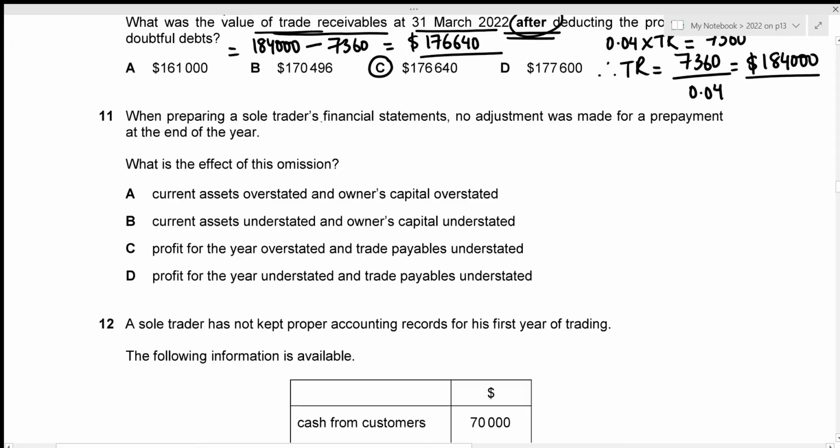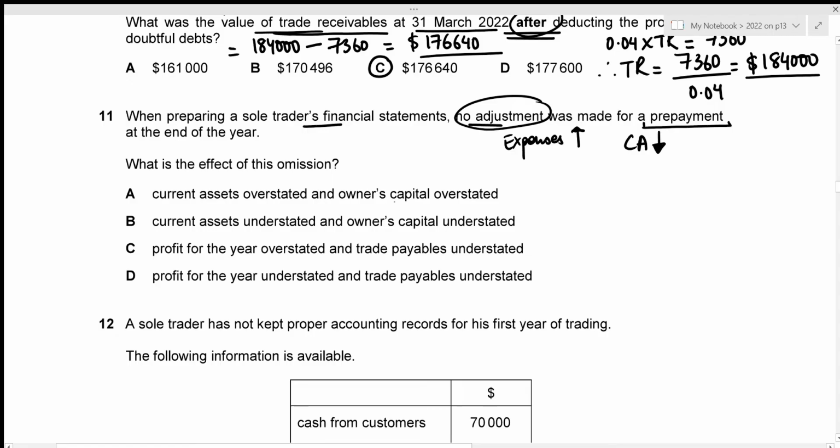When preparing a sole trader's financial statements, no adjustment was made for a prepayment at the end of the year. What is the effect of this omission? So prepayment just means an expense for the next financial period, but we treated it as an expense for this year, which means that our total expenses had been overstated, right? And if we have already paid for the expenses for next year, but have not received the benefits for those corresponding expenses, this just means that prepayment is also a receivable, and receivables are included in our current assets, but we did not adjust it, which means that our current asset is now being undervalued.